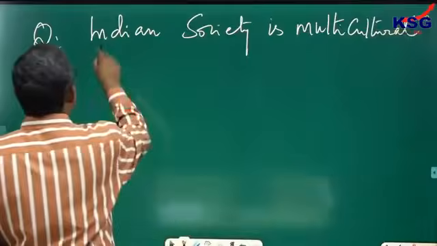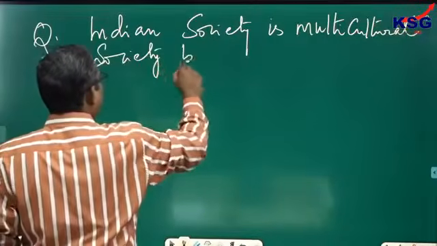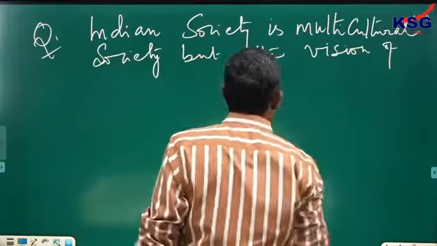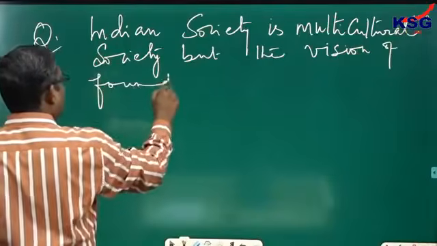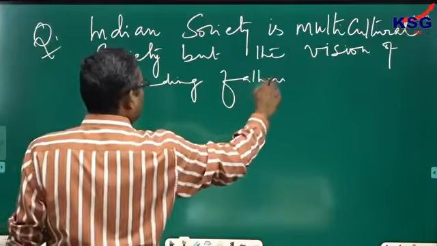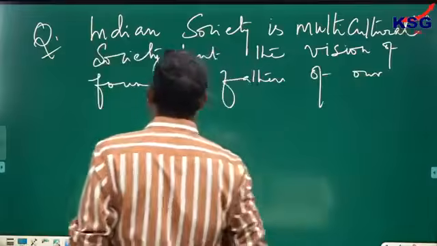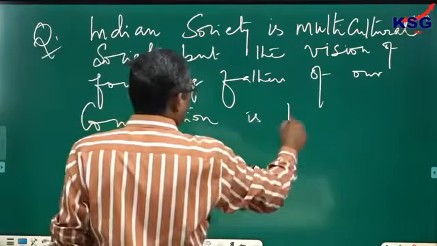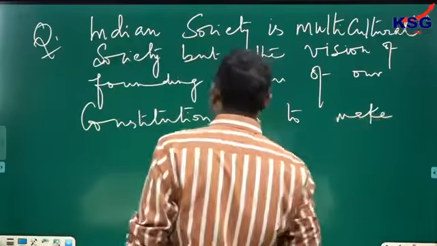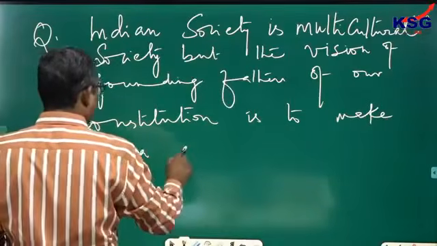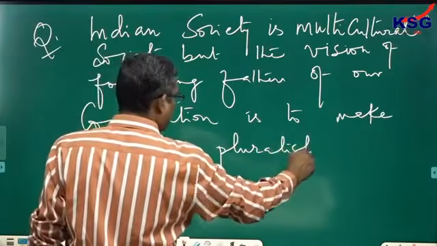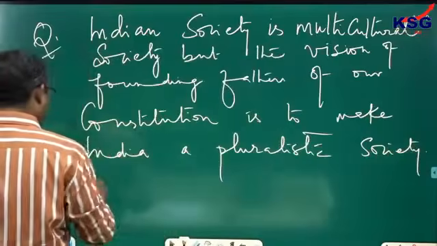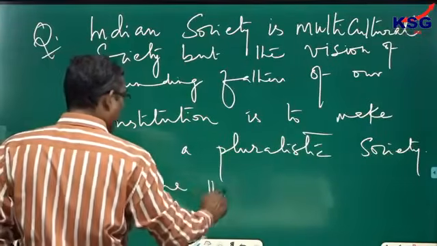Indian society is a multicultural society, but the vision of the founding fathers of our constitution is to make India a pluralistic society. Examine the statement.